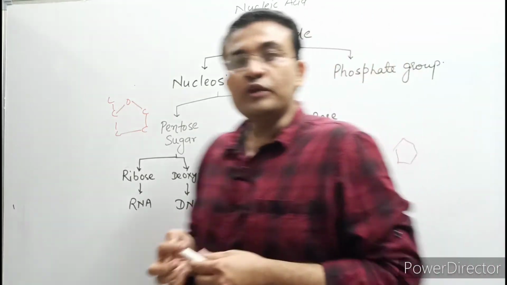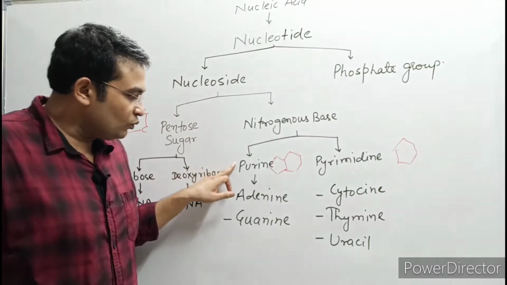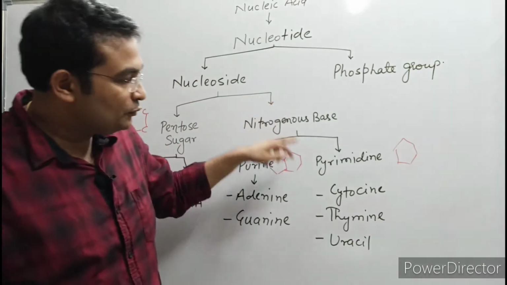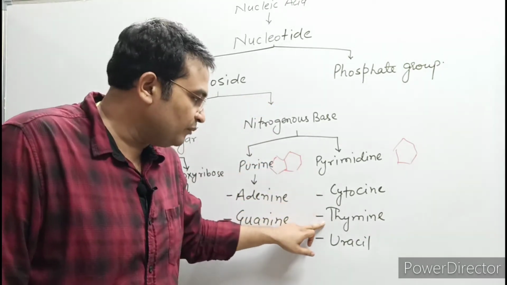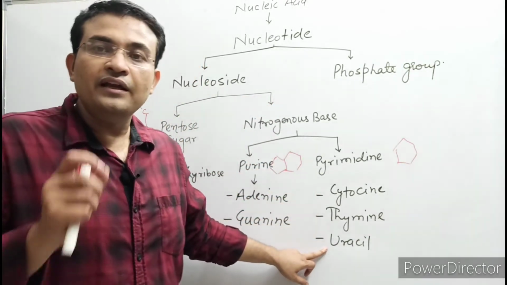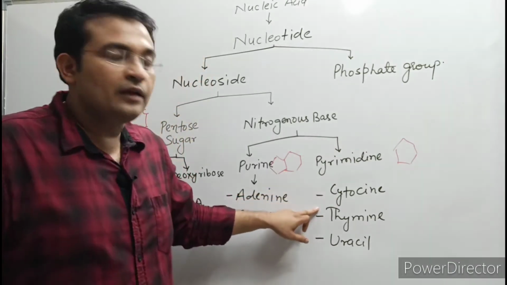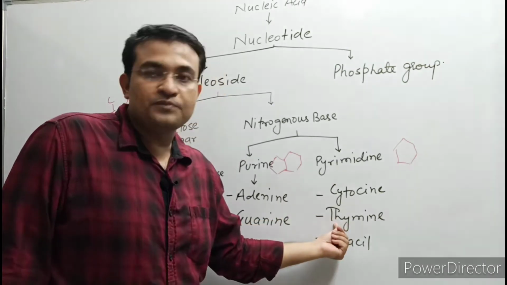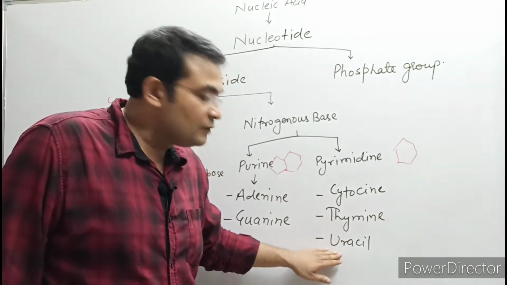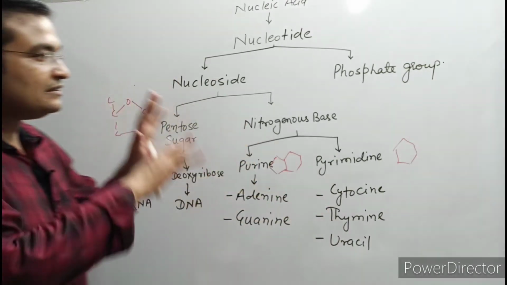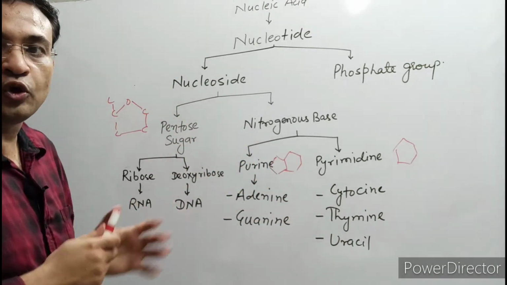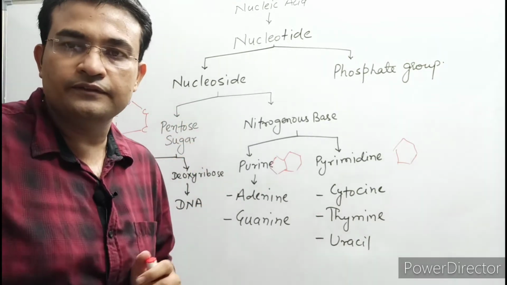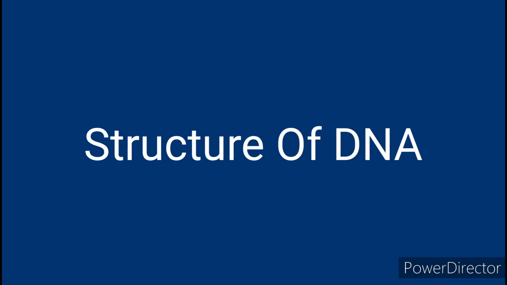So there are two types of nitrogen base present in purine. One is adenine and second is guanine. And there are three types of nitrogen base present in pyrimidine. One is cytosine, second is thymine and third is uracil. In DNA, only cytosine and thymine pyrimidine are present, and in RNA thymine is absent, and instead of thymine uracil is present in the RNA. So this is the structure of a nucleotide, and nucleotide is the basic unit of nucleic acid.